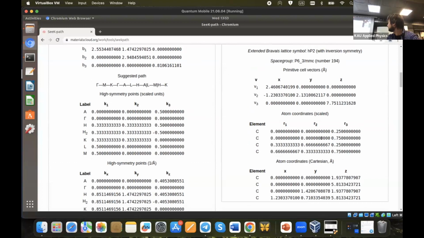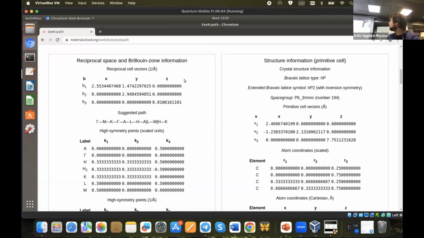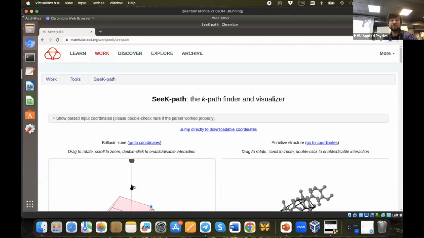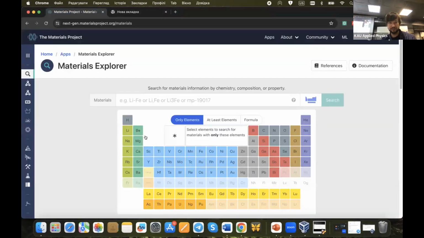But usually we don't need them. And you see this suggested path. We also don't need it. Now we use it just to check if everything is okay. And I see that everything is okay. And I also want to show you another thing, how to deal with coordinates.